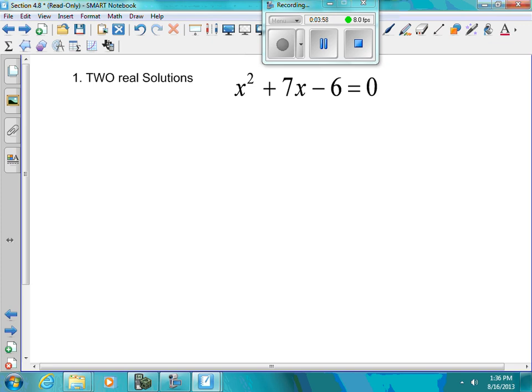So for this one, two real solutions, x squared plus 7x minus 6. We'll see if that's the case. We want to solve the directions. It doesn't say it, but I want you to solve this equation.